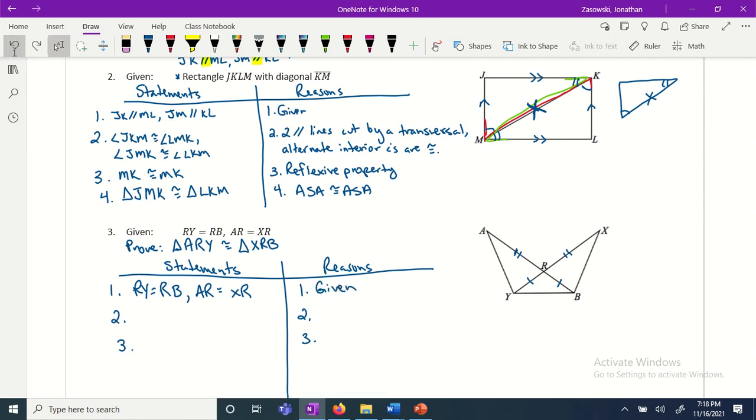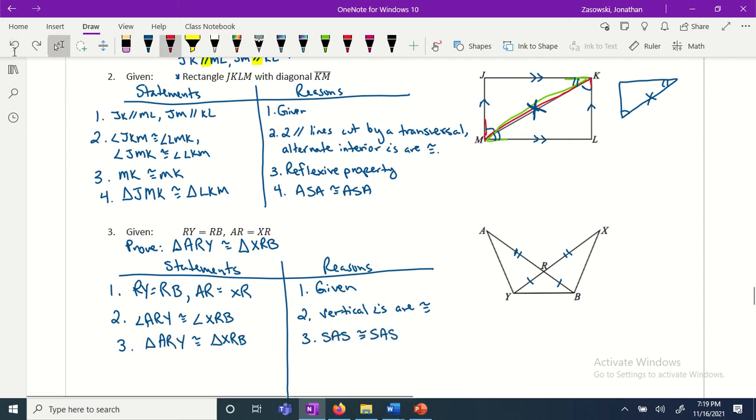We know that's given. The other thing we're going to need to show here is that the 2 angles, the vertical angles in the middle there, ARY and XRB, are equal. Vertical angles are equal. And then that gives us enough to say they're congruent because of side angle side. So remember, those vertical angles in the middle here are going to be congruent, and then side angle side. Hopefully you guys caught that one. You did great on your own.